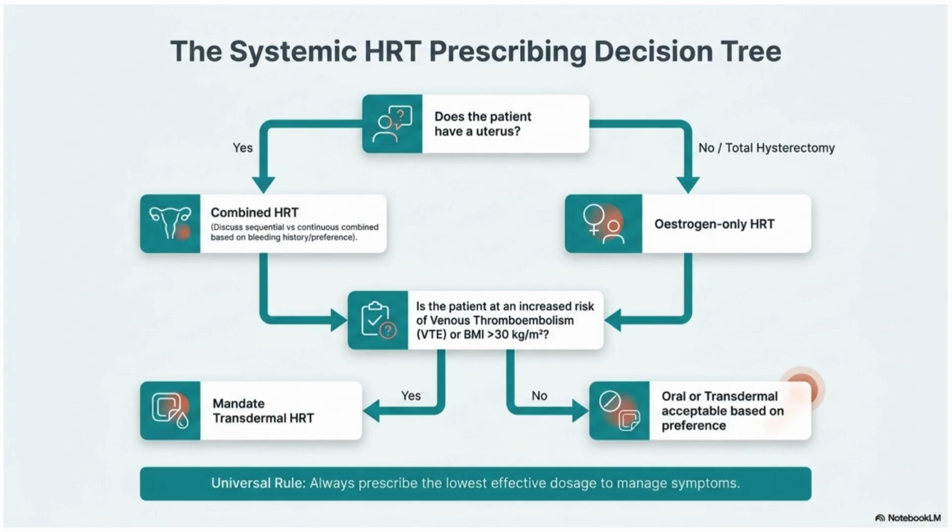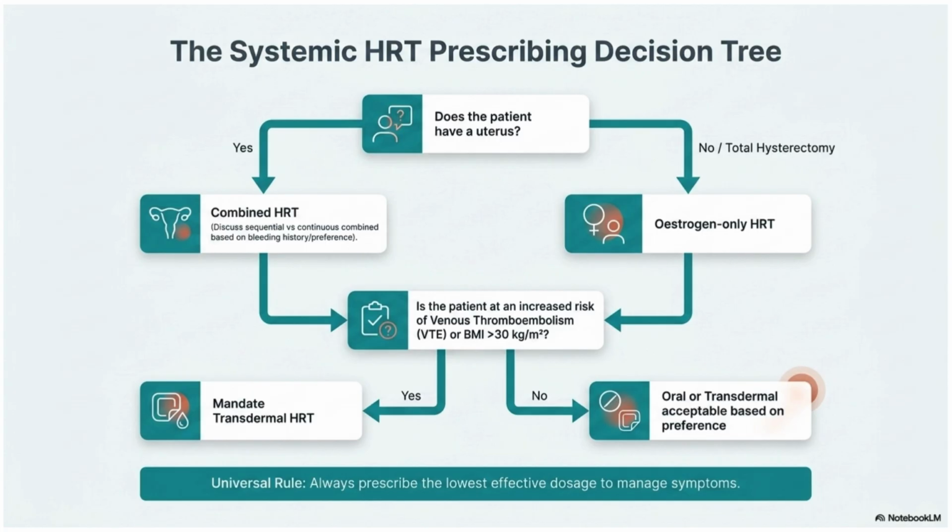This chart shows the systemic HRT prescribing decision tree. The first systemic HRT question is: does the patient have a uterus? Estrogen stimulates the endometrium, which is the lining of the uterus. Unopposed estrogen can cause excessive endometrial growth and increased endometrial cancer risk. A patient with a uterus therefore needs combined HRT, estrogen for symptom relief, plus a progestogen to protect the endometrium. After a total hysterectomy, there is no endometrium to protect, so estrogen only HRT is usually appropriate. Seek specialist advice in more complex situations, including subtotal hysterectomy, previous endometrial ablation, significant endometriosis, or another condition that may be affected by HRT.